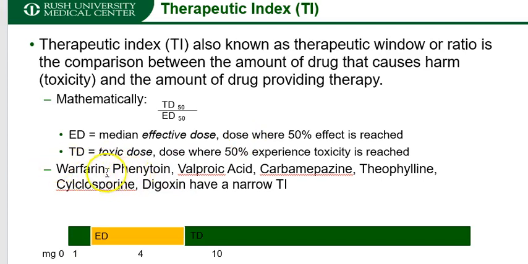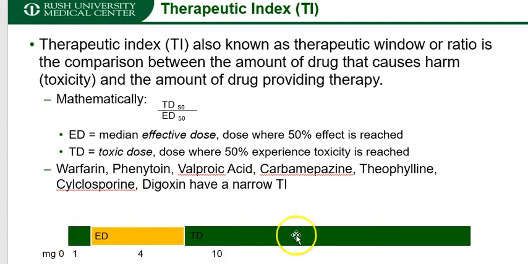And so the following drugs, warfarin, phenytoin, I know we haven't covered all these, valproic acid, carbamazepine, theophylline, which we just talked about, cyclosporine, and digoxin, which we've already talked about, all have a narrow therapeutic index. Okay, and so this is a really nice visual of what we're trying to describe here.